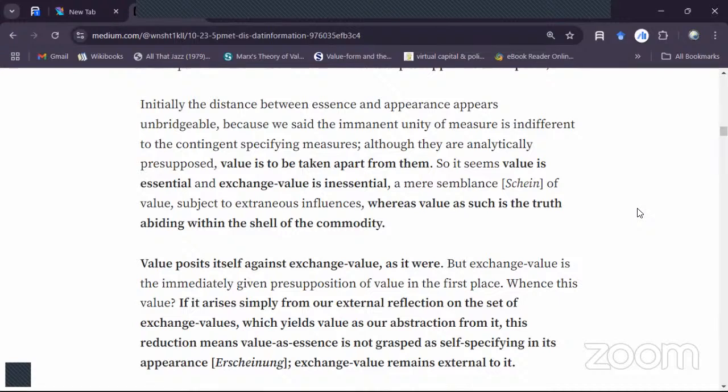Just use older terms. Value posits itself against exchange value, as it were, but exchange value is the immediately given presupposition of value in the first place. You went out there because you're in the market. You go in the front door, you go past the scanners, whatever. Whence this value? If it arises simply from our external reflection on the set of exchange values, which yields value as our abstraction from it, this reduction means value as essence is not grasped as self-specifying in its appearance. Exchange value remains external to it.